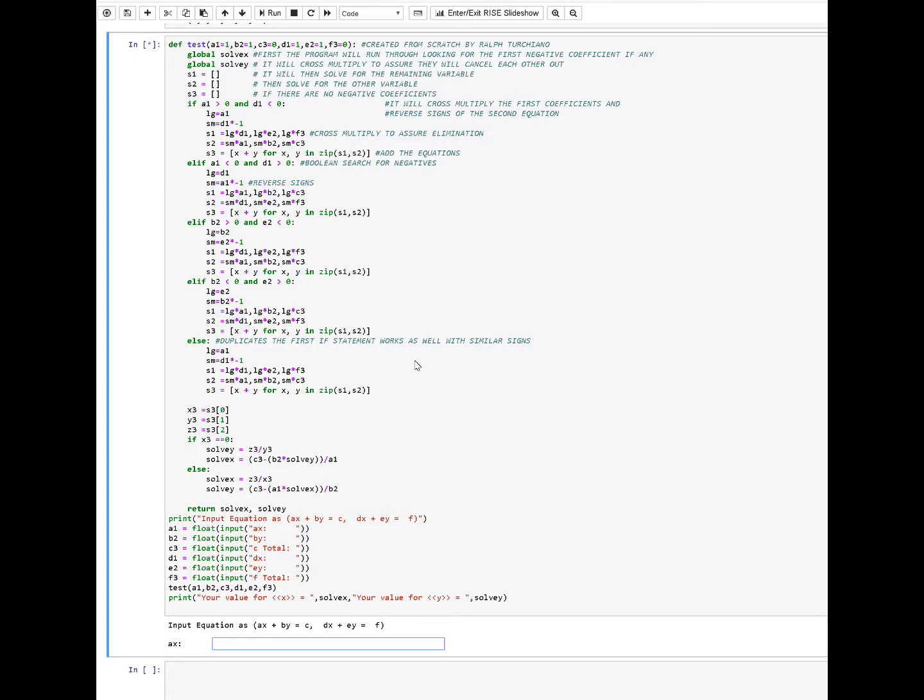And the code runs through, as you can see, and also makes exceptions for where we have two equations of either all negative or all positive, so it solves just the same.